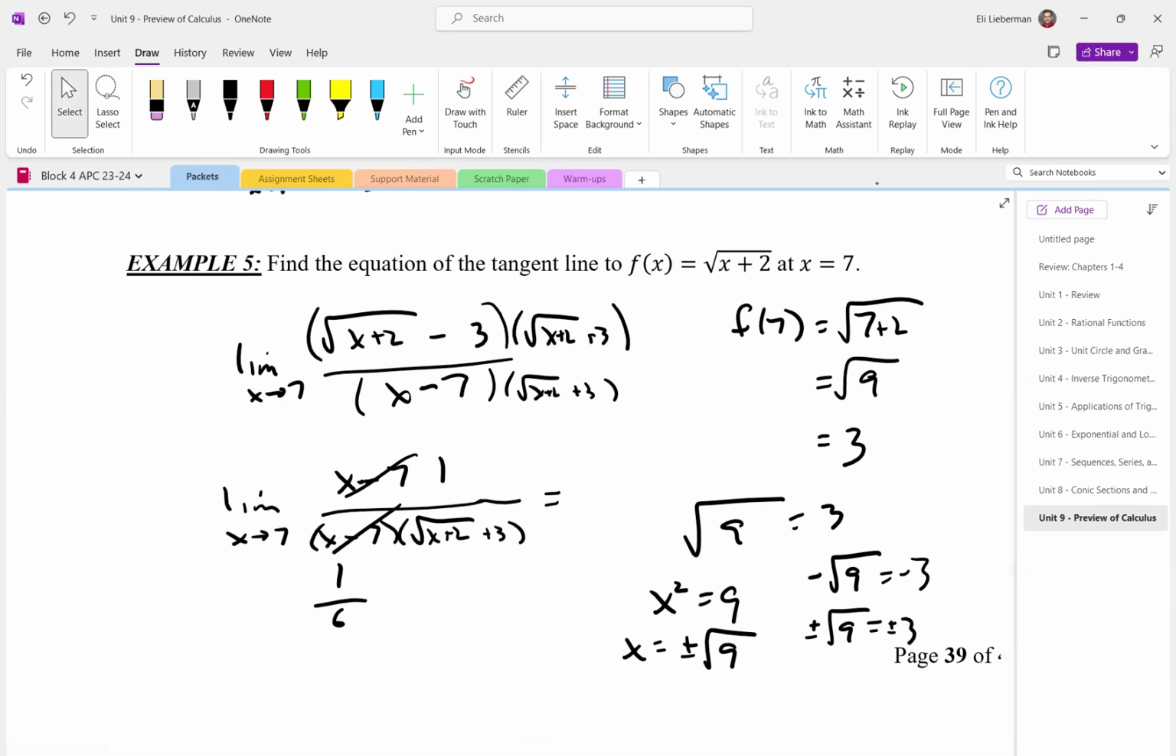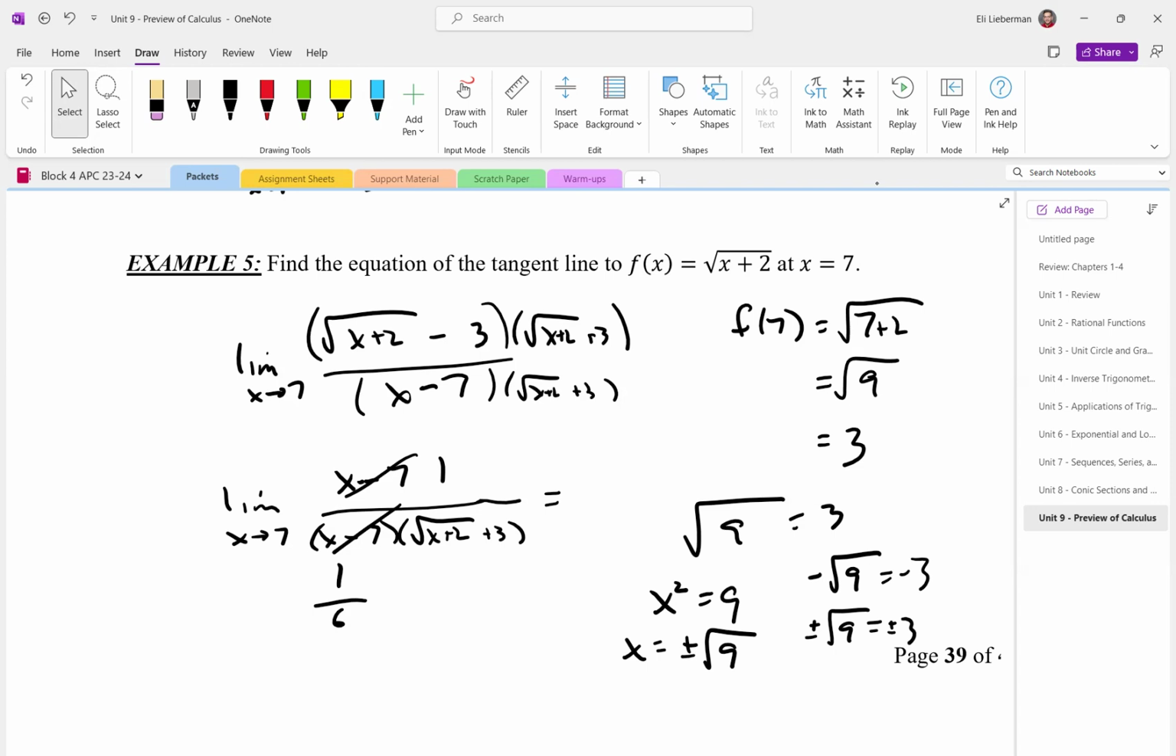Have we finished the question? No, we have not. There's a whole lot more work that needs to be done for this one, isn't there? Check with your neighbor, make sure that they have the right answer for the equation of the tangent line. You have to plug in 7. Okay, so the equation of the tangent line, Miles, can you help us out with that one?